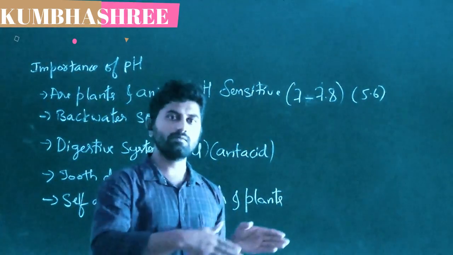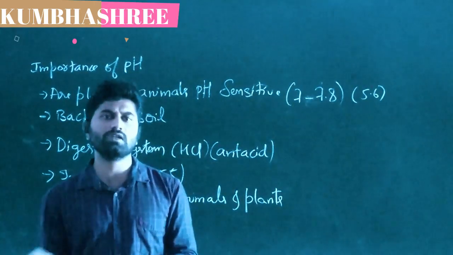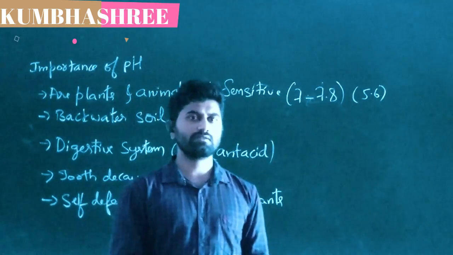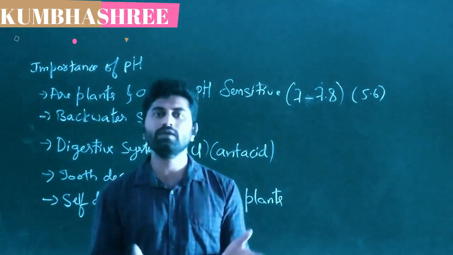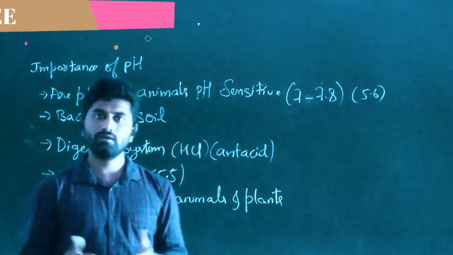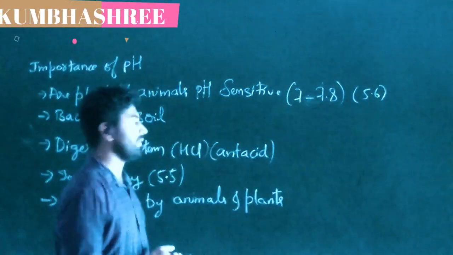This rainwater moves into the aquatic water area. Then it starts creating problems for aquatic animals and other aquatic living organisms. This is the cause of pH changes in the animals and plants. Okay, the next one is backwater soil.